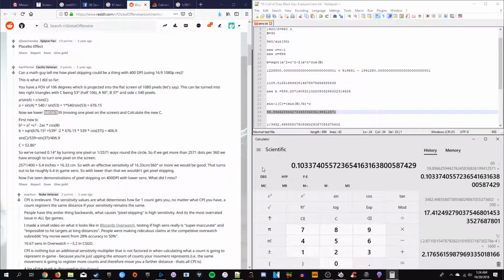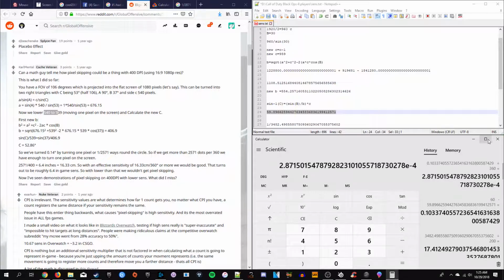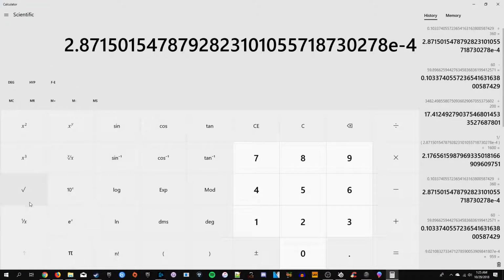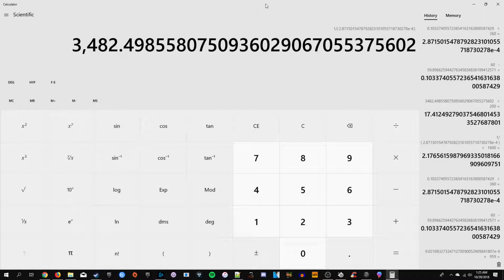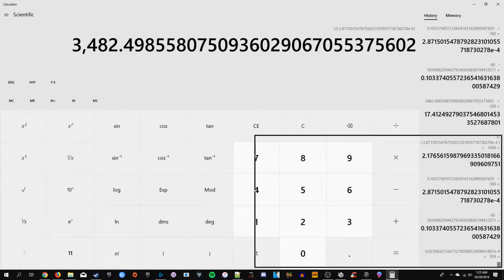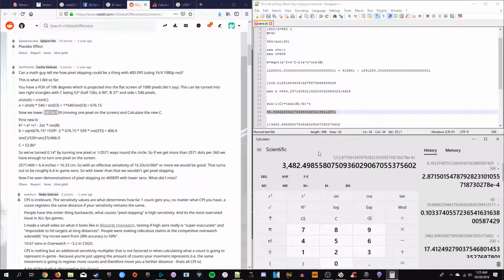So for every count, if you wanted to move one count per one pixel, you'd have to move 10 degrees. So what you want to do to find the amount of counts is divide that by 360 and then invert it. I'm on Scientific, by the way. And that's how many counts you'd have to move to do no pixel skipping at 360.